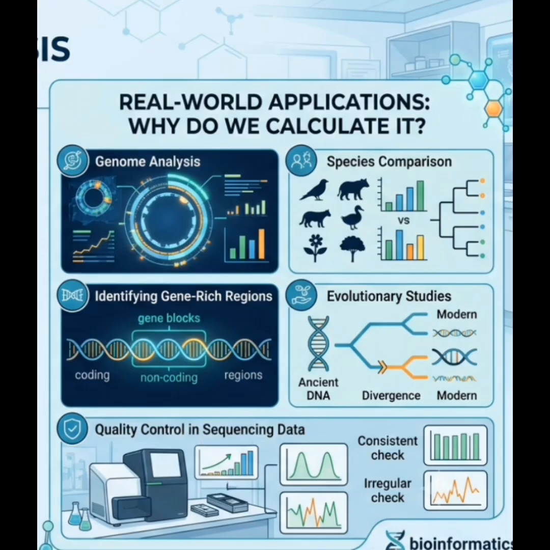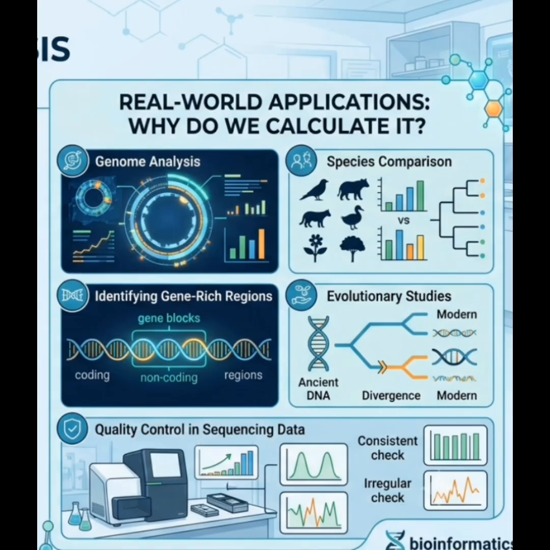One may ask, why do we calculate base composition? The calculation of base composition in bioinformatics helps scientists in genome analysis. Even in species comparison, scientists can compare the base composition of a particular species with another species. It also helps in identifying gene-rich regions. When you analyze the DNA sequence, areas with a good number of base composition signify a coding region.